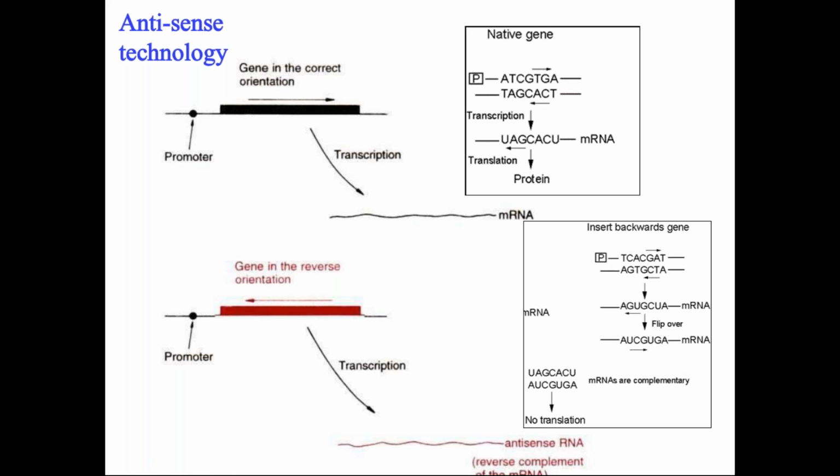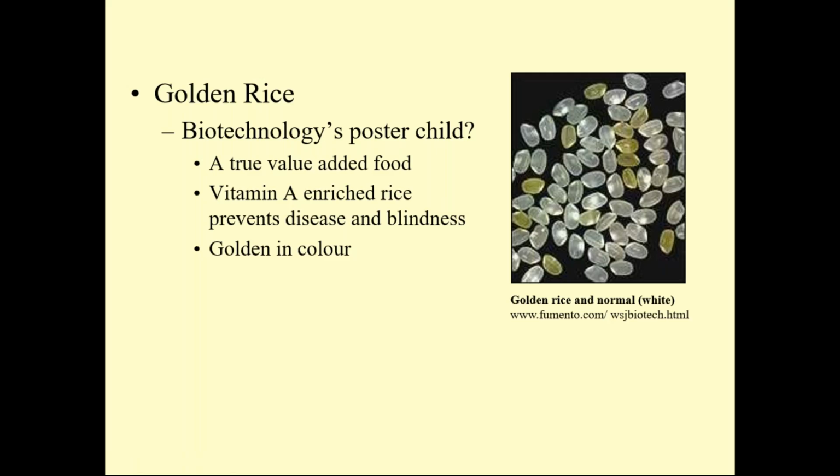So antisense RNA technology is used commonly to make GMOs. They are called GMOs because although the gene is taken from the same plant, it is taken reversed back, and you have to use promoters, terminators, etc., to see that it is integrated into the host genome. Now, coming to golden rice, this is a true value added fruit.